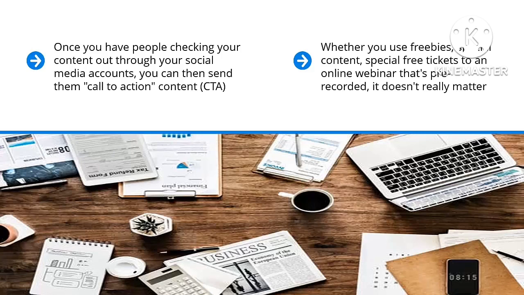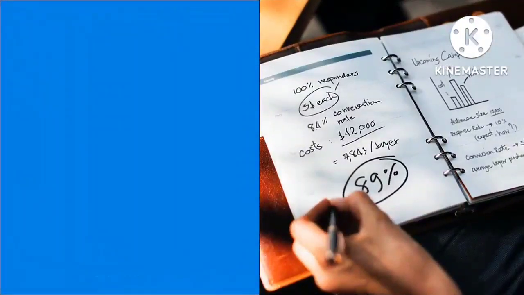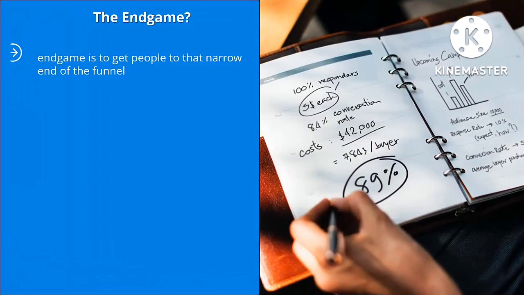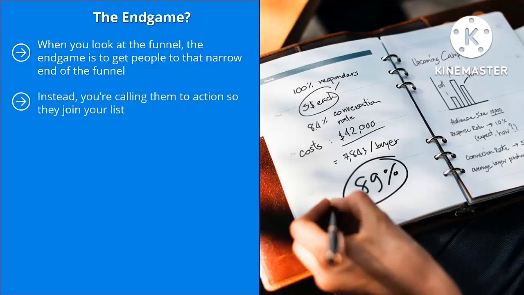Whatever the case may be, the end game is to get people to join your list. The end game? Well, when you look at the funnel, the end game is to get people to that narrow end of the funnel. At that end, you're not necessarily getting them to click on an ad to buy something. You're doing something far more valuable. Instead, you're calling them to action so they join your list. You are converting your social media reach, meaning the top end of the funnel, to list membership, which is at the very narrow point at the bottom of the inverted pyramid. This is where the magic happens.